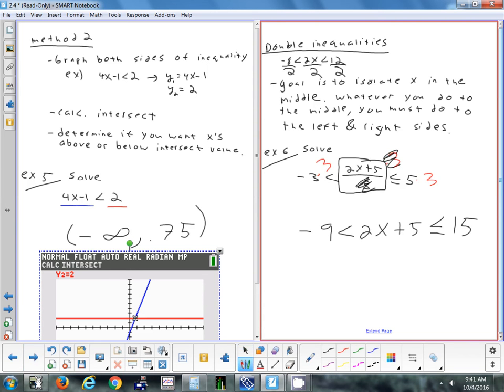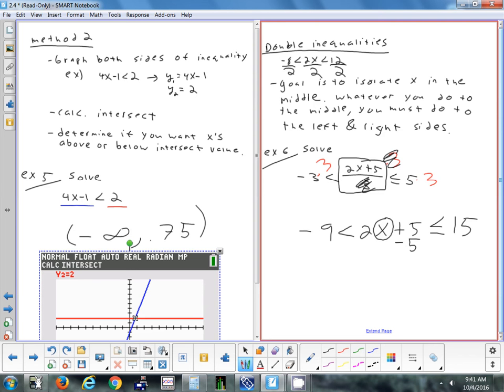So think about, you're trying to get this x by itself. You've got to get rid of the 2 and the 5. Do you know which one you would get rid of next? Yeah, you get rid of that plus 5. So how would you cancel out a plus 5? Subtract 5. Yeah, subtract 5 from here.